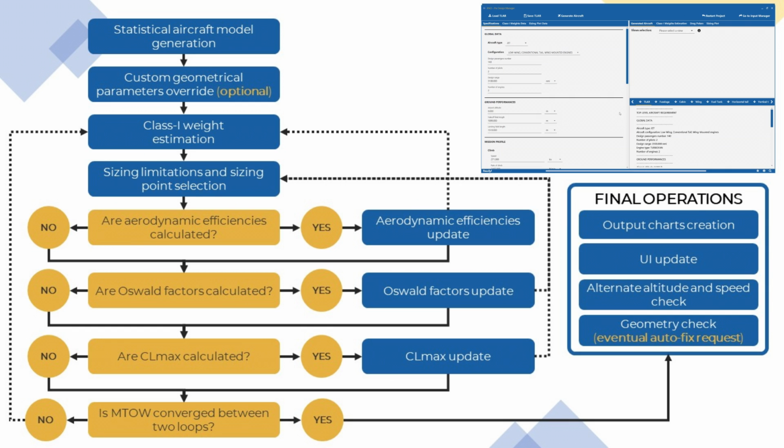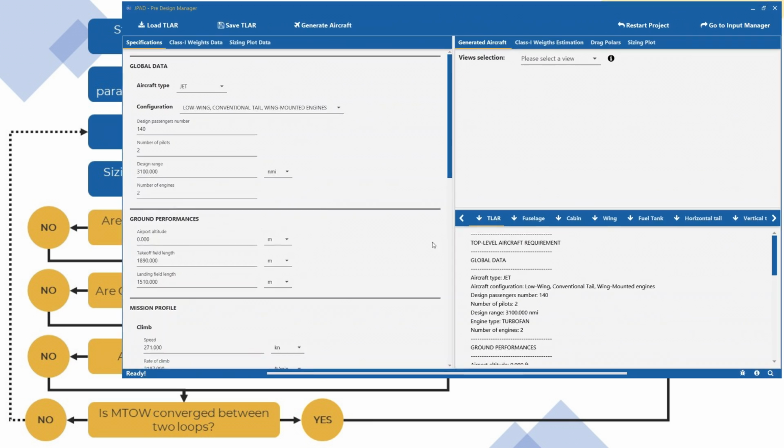1 kilogram. At the end, final operations are performed, including the generation of all output charts, a complete update of the UI with all output data, a feasible values check on alternate cruise phase altitude and speed if this phase has been considered in the mission profile, a check on possible aircraft geometry issues, which will be better explained in a dedicated video.